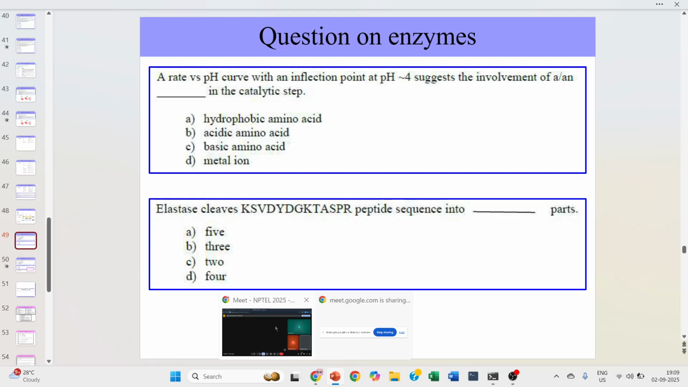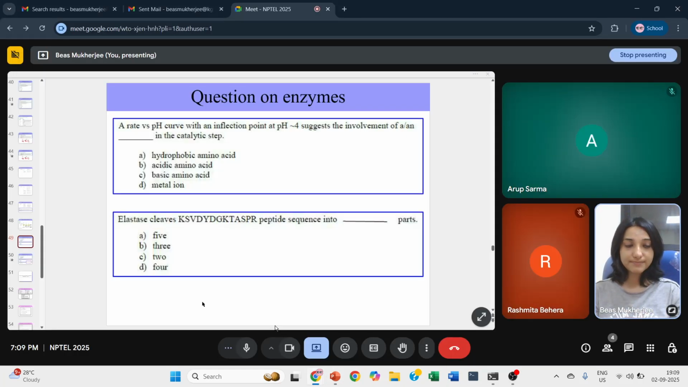We come to the next few questions. The first question says a rate versus pH curve with an inflection point at pH around 4, so optimal activity is at pH 4, suggests the involvement of a dash in the catalytic step. So the options are hydrophobic amino acid, acidic amino acid, basic amino acid, and metal ion. So the inflection point of pH 4 suggests involvement of dash in the catalytic step.